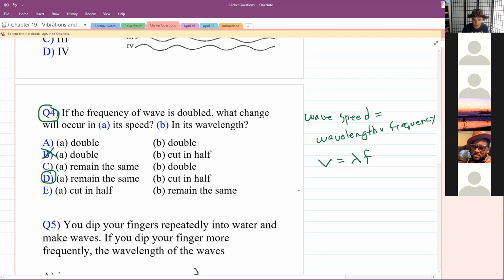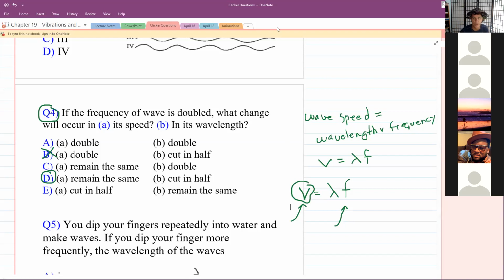So this equation, wave speed equals wavelength times frequency, makes it look like if I were to double the frequency, then the wave speed would double. Mathematically, that's what it looks like. But the end result is this wave speed is a constant that only depends upon the properties of the medium that the wave is traveling through. So for example, the speed of sound depends upon temperature. At a given temperature, all sound waves will travel at the same speed, which means that if the frequency goes up, the wavelength has to go down.